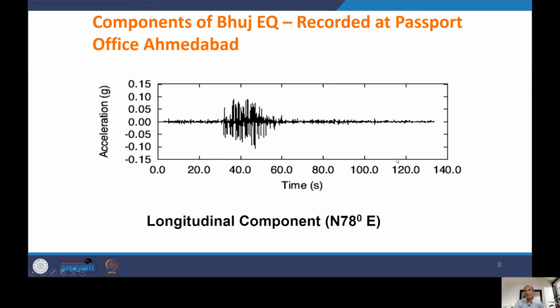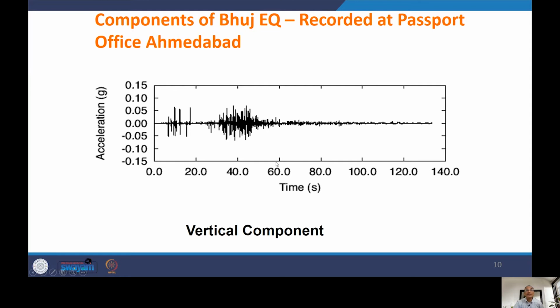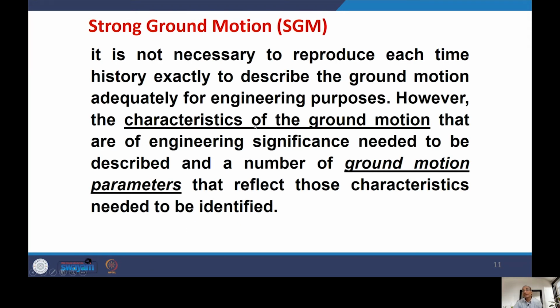If you want to use this time history, then we need to do analysis at each interval of time, whatever interval you select, and it will require a lot of calculation. So to simplify that, in a strong ground motion it is not necessary to reproduce each time history exactly to describe the ground motion adequately for engineering purposes. However, the characteristics of the ground motion that are of engineering significance need to be described, and the number of ground motion parameters that reflect those characteristics need to be identified.